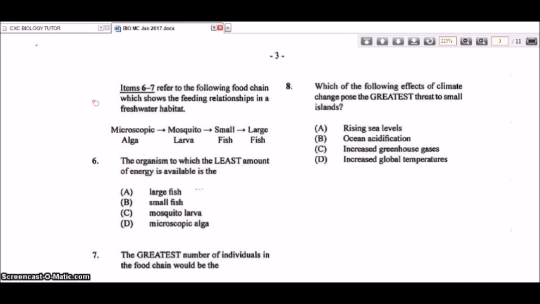Items 6 to 7 refer to the following food chain, which shows the feeding relationships in a freshwater habitat. So we have the microscopic algae, the mosquito larva, the small fish, and the large fish. So it says here in question 6, the organism to which the least amount of energy is available is the, so it would have to be the large fish. So we just looked at the question about how energy is lost at each trophic level. So the large fish is a higher consumer, so it's the highest trophic level, so it's going to receive the least amount of energy.